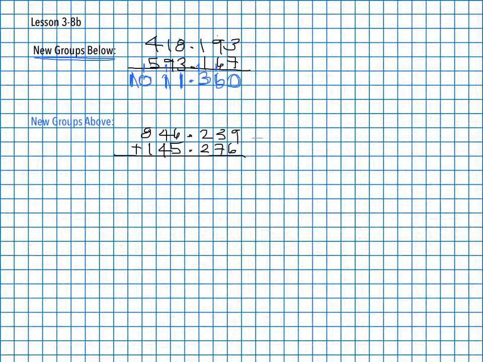9 plus 6 is 15. Write down the 5. Carry the 1. 7 plus 3 is 10, plus 1 is 11. Carry the 1. 2 plus 2 is 4, plus 1 is 5. Bring down my decimal point. 6 plus 5 is 11. Write down the 1. Carry the 1. 4 plus 4 is 8, plus 1 is 9. And then 8 plus 1 is 9. So the answer to this one is 991 and 515 thousandths.